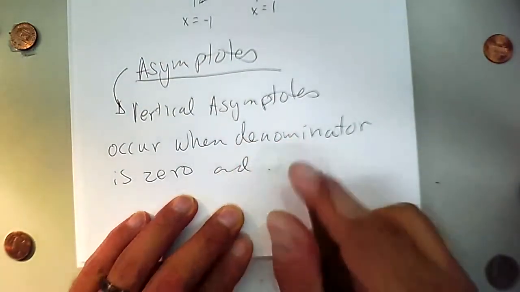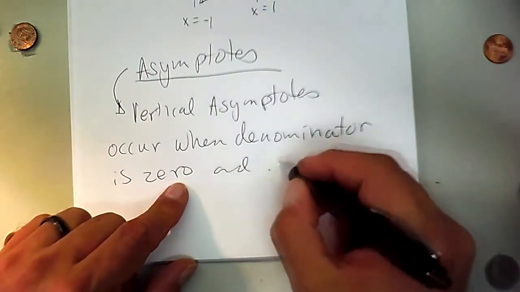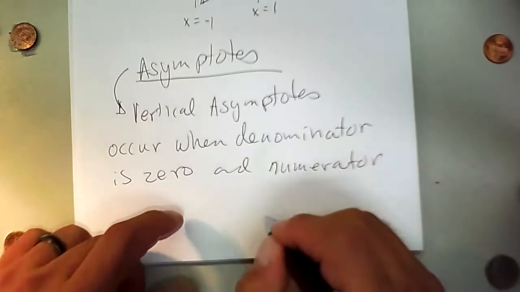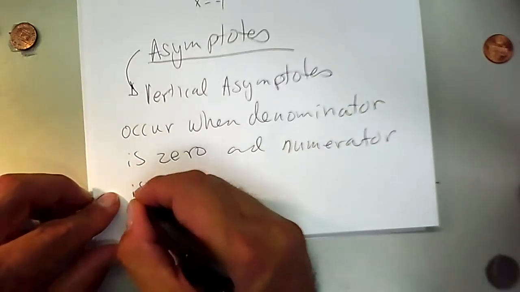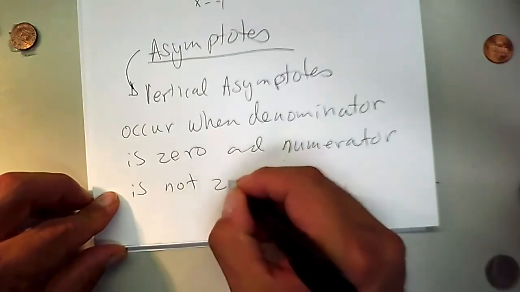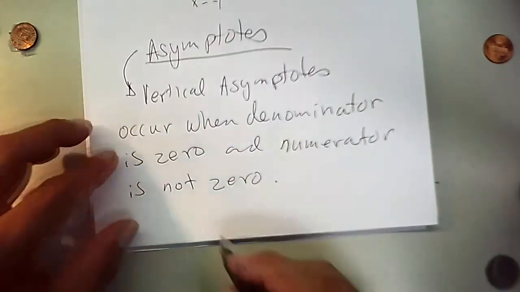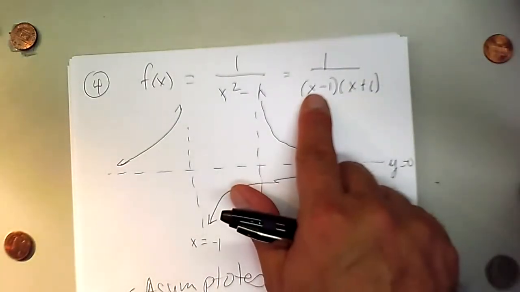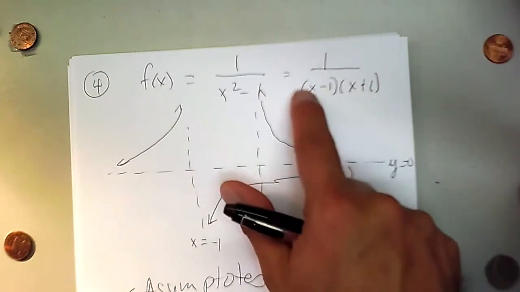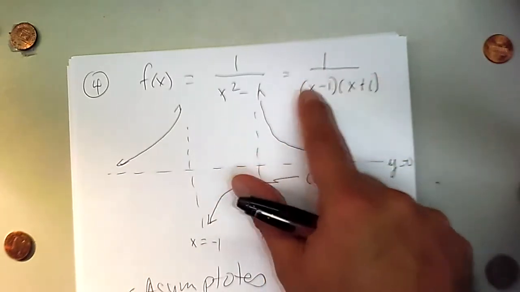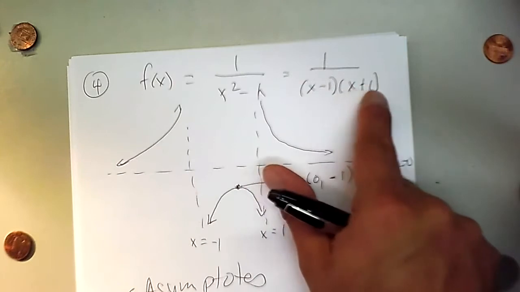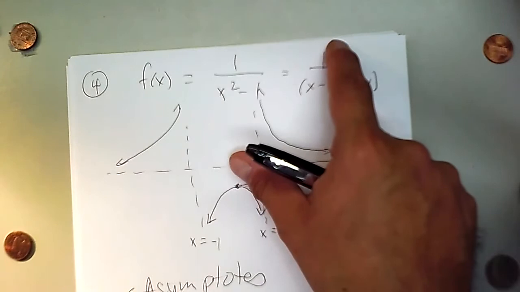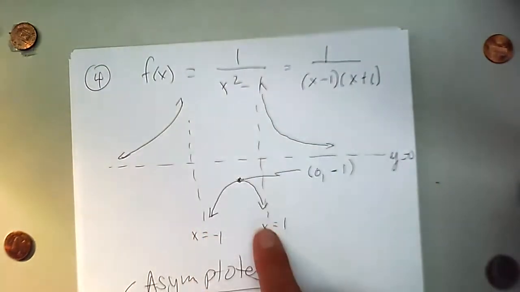Anyway, denominator 0 and numerator is not 0. Okay, so that's when the vertical asymptotes happen. Back in this example, if x equals 1, this becomes 0, which causes the whole denominator to be 0, because if x is 1, then we have 2 times 0, but the numerator stays as not 0, so that's why we have a vertical asymptote there.